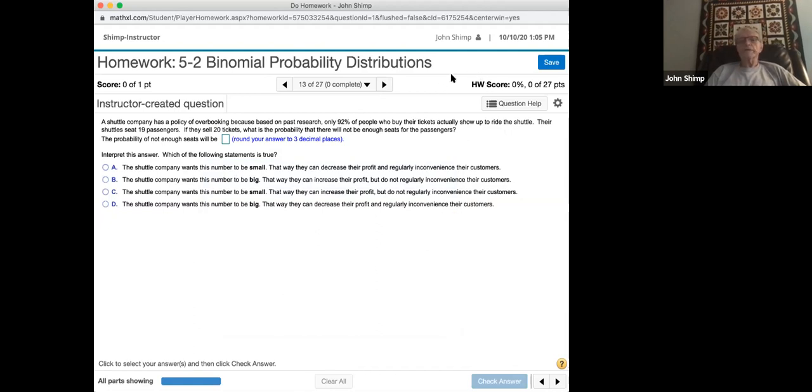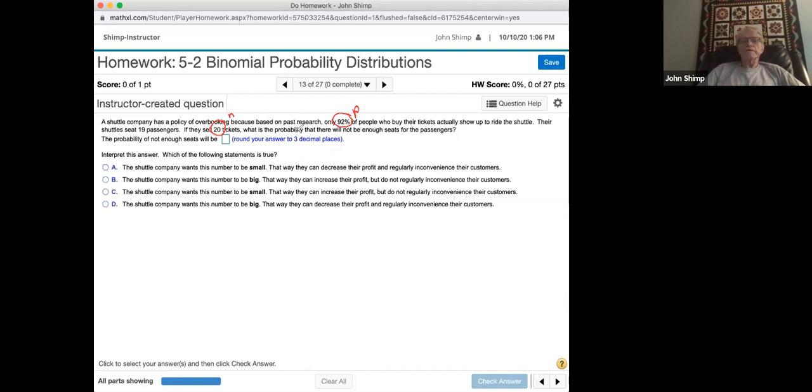So basically, we need to determine what is the number of trials and which is it going to be, the 19 seats or the 20 tickets? Remember, the tickets, they either show up or they don't. That's what makes this the number of trials. So that's N. And then the probability of showing up is 92%. So that's P.